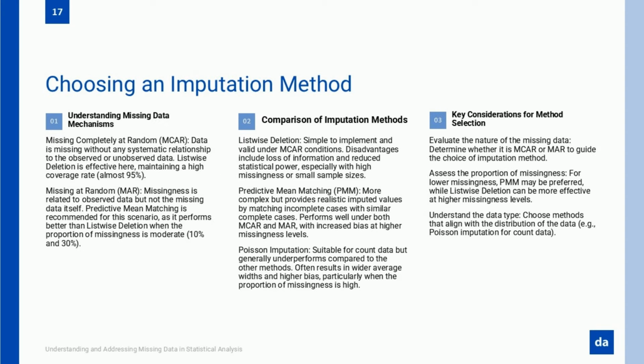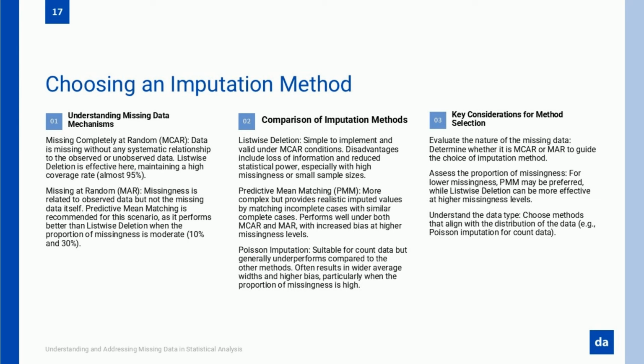Ladies and gentlemen, let's talk about choosing an imputation method. It's kind of like picking the right tool for fixing your car. Use a hammer where a wrench is needed and, well, good luck driving anywhere. First up, missing completely at random, or MCAR. This is like your data decided to take a break for no reason. Totally random, no pattern, just chaos.